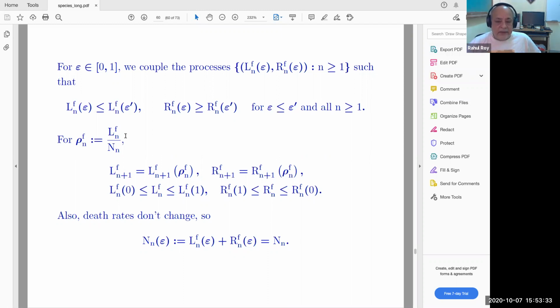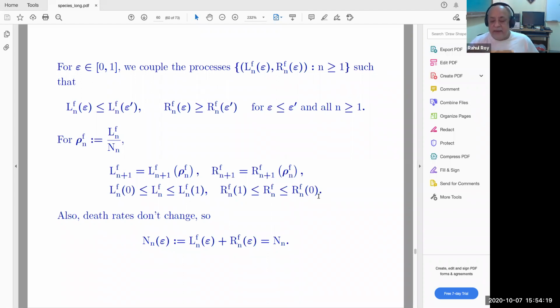Now if I look at the proportion of the population falling to the left of f, which is L_n^f by N_n, then L^f of n plus 1 is nothing but L_{n+1}^f of this epsilon. And the part falling to the right of f has this quantity as the epsilon. Therefore, by this coupling, L_n of f, the original process, will lie between L_n of 0 and L_n of 1. This is the changed process. And R_n of f will lie between R_n of 1 and R_n of 0.